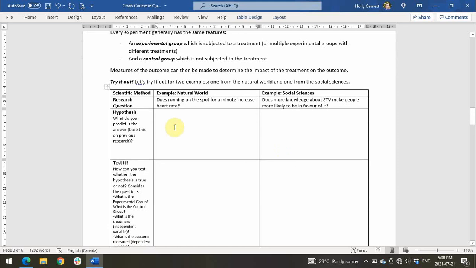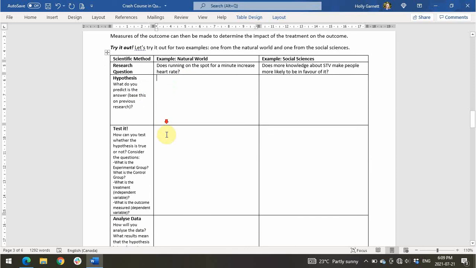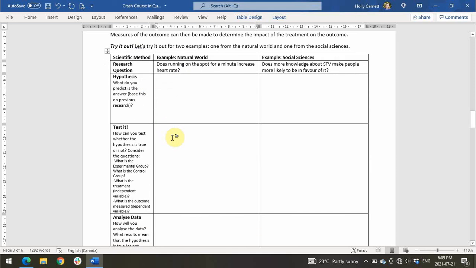Here's an example that we do in a classroom setting in the natural world. We might predict that running on the spot for a minute will increase my heart rate. Okay, so you test it. You get half the students to run on the spot for a minute, you get half the students to just sit.